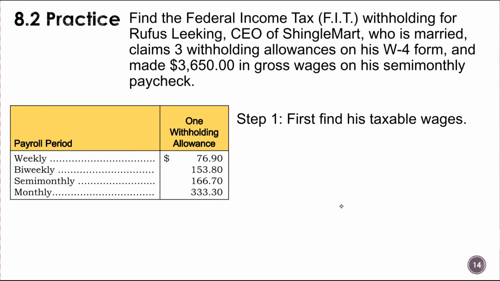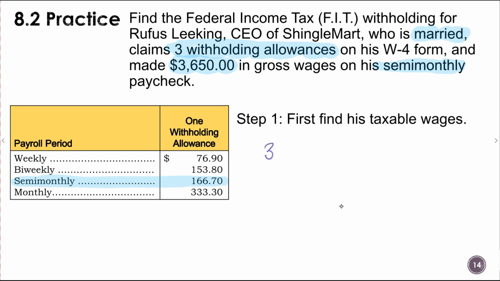Find the federal income tax withholding for Rufus Leaking, CEO of Shingle Mart. Notice he's a CEO, so once again, that means he's going to make a little bit of money. He is married and claims 3 withholding allowances on his W-4 form, and his paycheck was $3,650 in gross wages on his semi-monthly paycheck. Okay. So we're on a semi-monthly this time, and that means we're going to be on this row on this chart, and he has 3 withholdings.